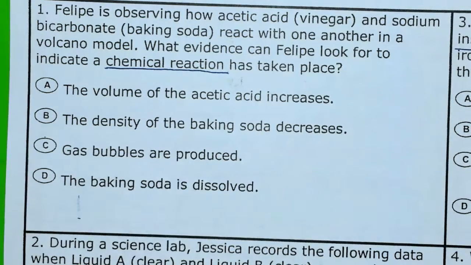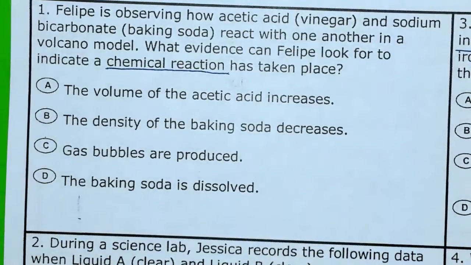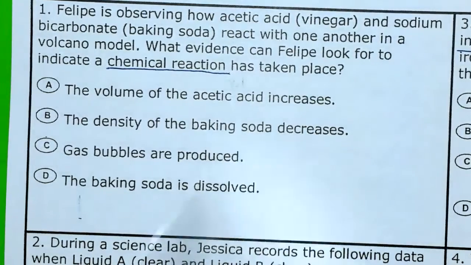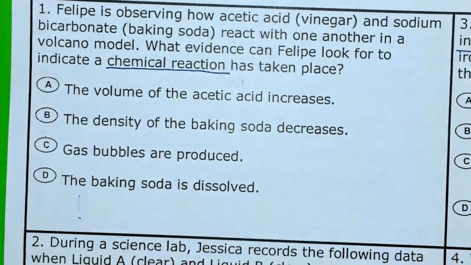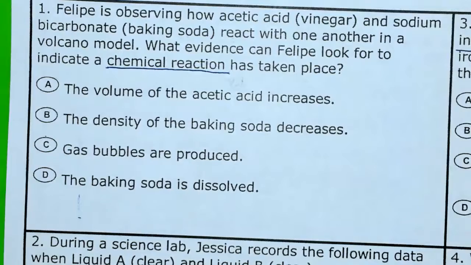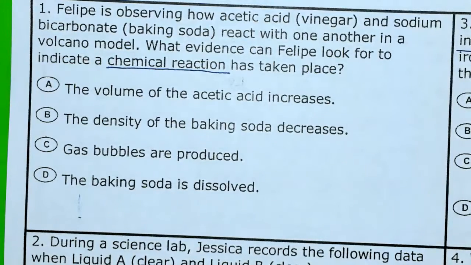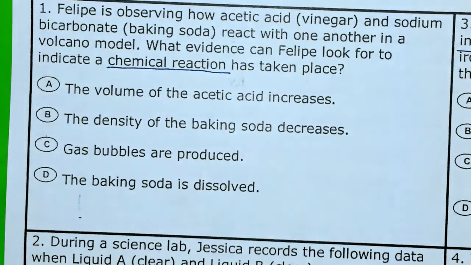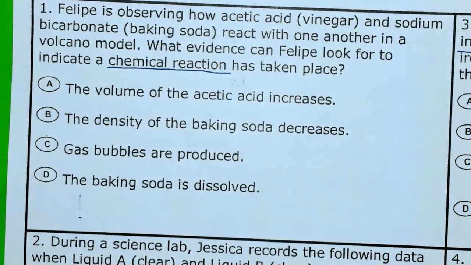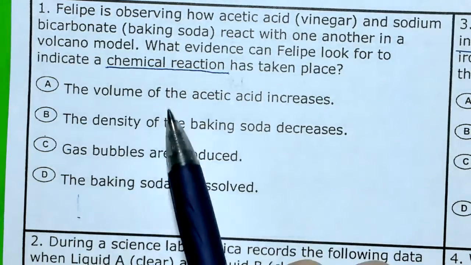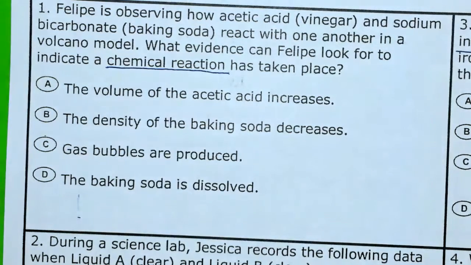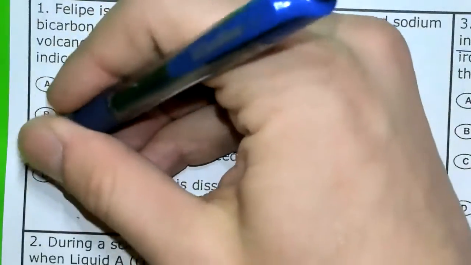Gas bubbles are produced. Remember, production of gas means that a pressure change is occurring, and that's a clear sign of a chemical change. And then the baking soda is dissolved. So dissolving, evaporation, freezing, those are all signs of a physical change, because if you really think about it, you still have the original product. That baking soda dissolved is still just baking soda in whatever substance it's dissolved in. And if you take that other substance out, you'll still have baking soda, okay? But the only real sign of a chemical change here is C, gas bubbles are produced.